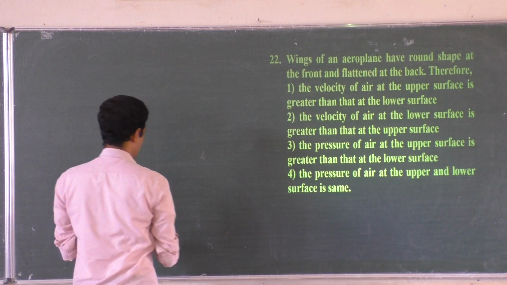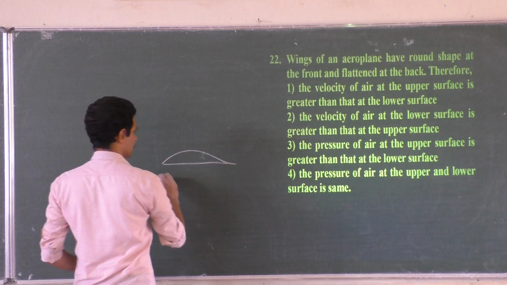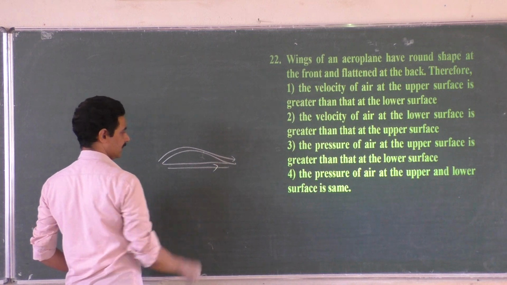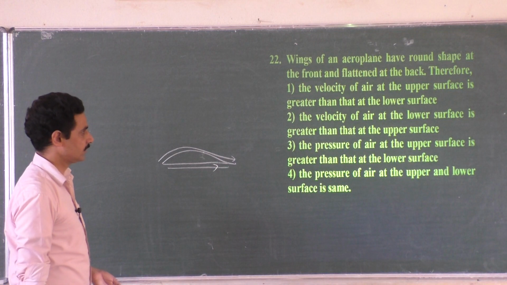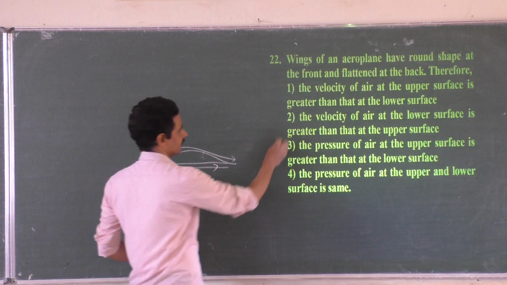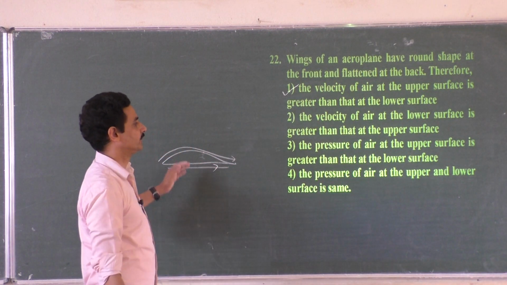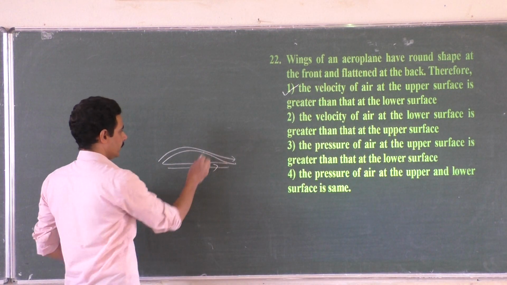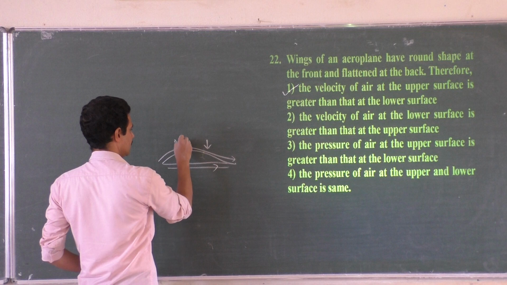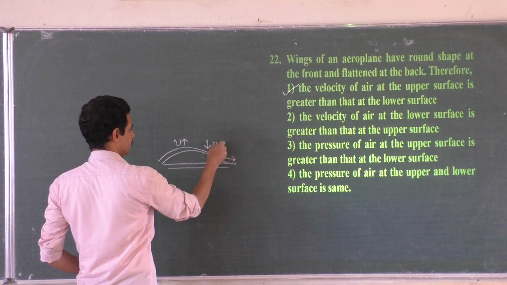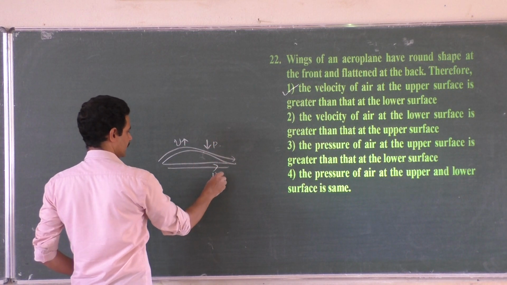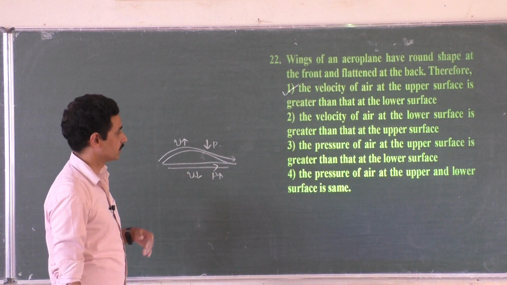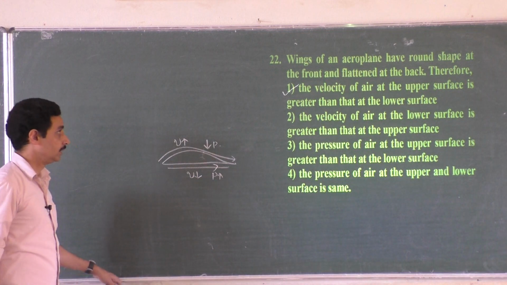Why? At the upper surface, the air has to flow faster in order to reach here. If this has to reach, it needs to travel slower. So velocity of the air at the upper surface is greater than at the lower surface. The velocity of the air at the lower surface is greater: wrong. Pressure of the air at the upper surface is greater: no. Pressure here decreases more because velocity here is more. Pressure fall is more here. Pressure is less. Pressure is more here because here velocity is less. Pressure energy and kinetic energy. And so other answers don't match at all.